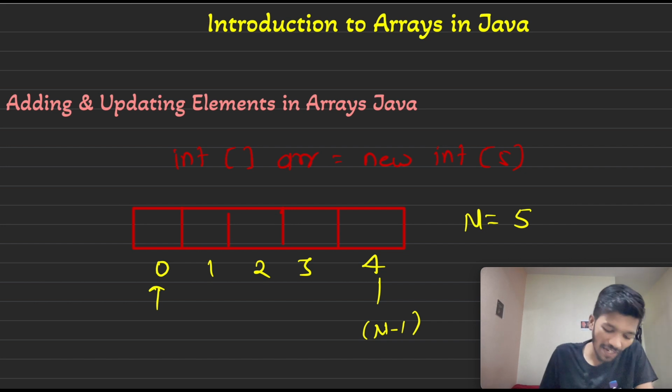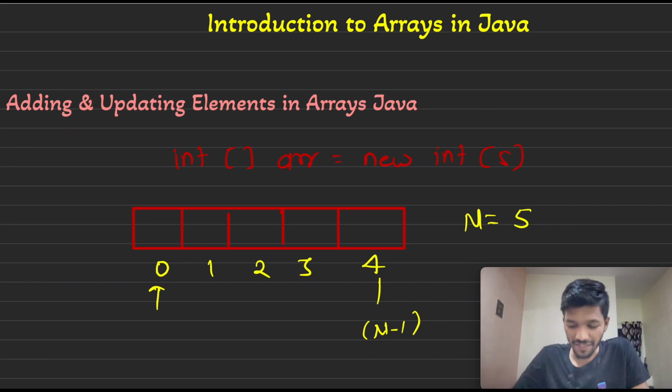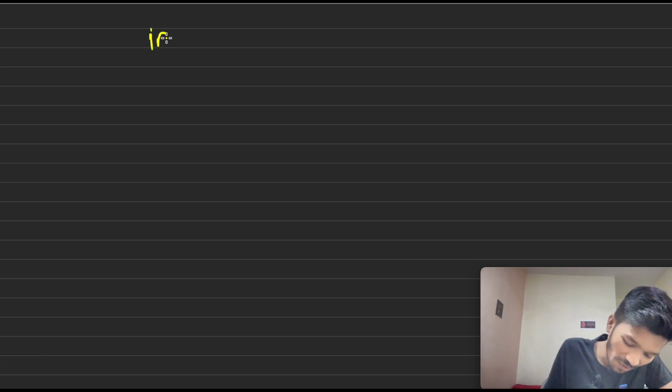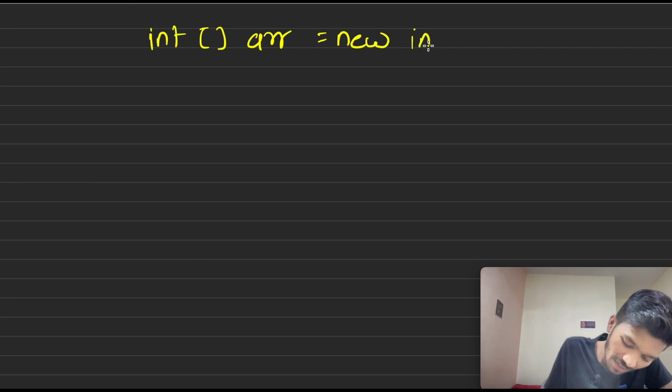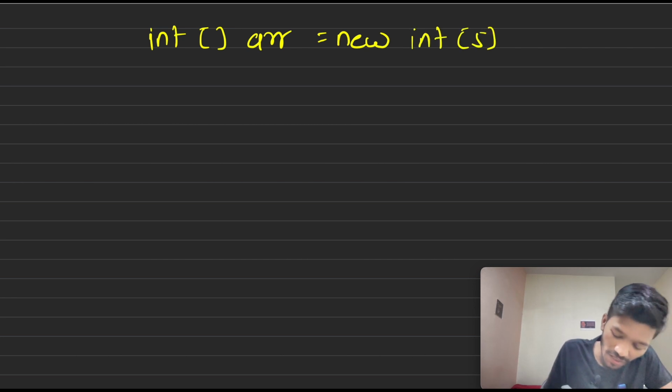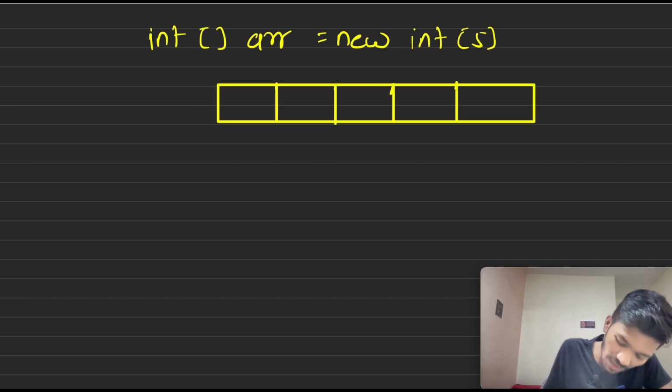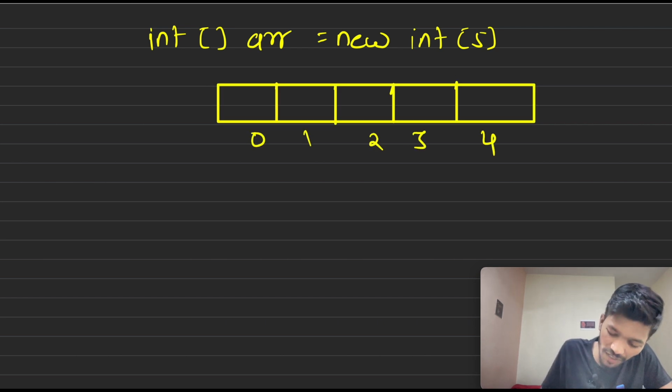Now how can we add the values in my array? Let's check out. I am going to declare the array again of size 5: int array equals new int of 5. Now the space of 5 gets allocated, and again 0, 1, 2, 3, 4. What are these? These are nothing but indices.